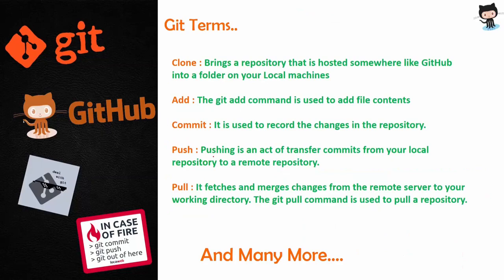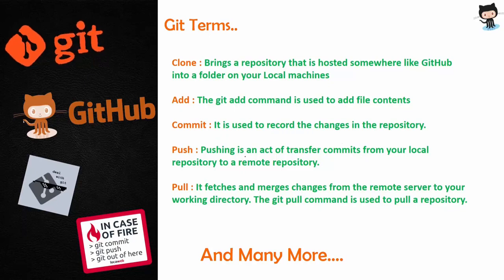Then we have clone. Now I have been using clone many times. So basically clone means it brings a repository that is hosted somewhere like GitHub into a folder on your local machine. Basically you are just copying a project onto your local machine. This is what clone means. Add, that means the git add command will add files to your contents. Commit means it is used to record the changes in the repository.